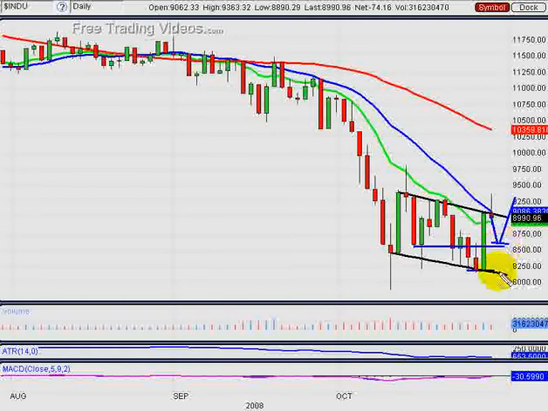If we don't hold that support, we come down and test the low here. We could then get a double bottom. We'll be right down to here, back up to here, all the way down, test 82.50 again, and then up we go. So it's going to be interesting what happens here over the next few days coming into next week.